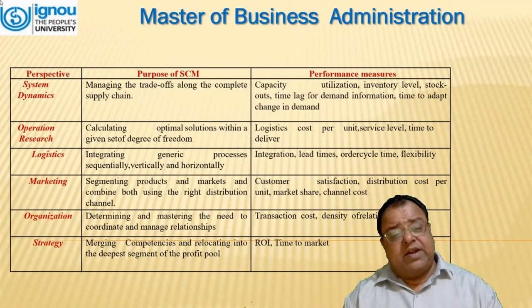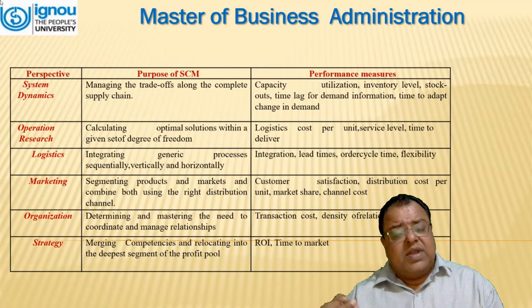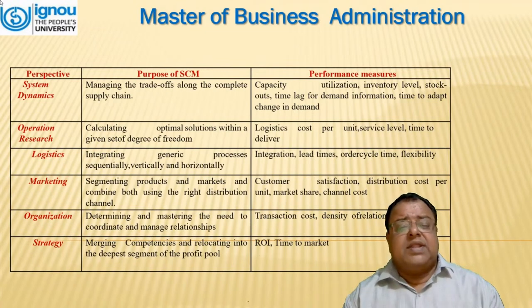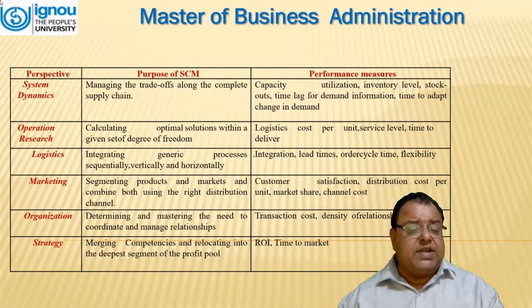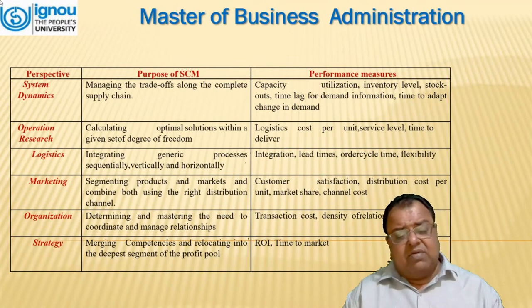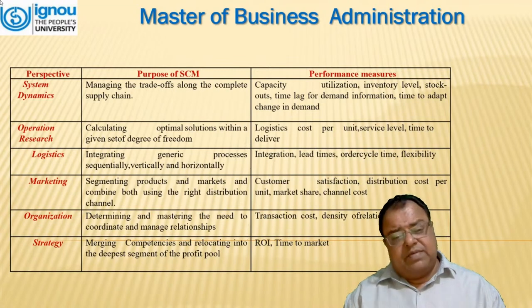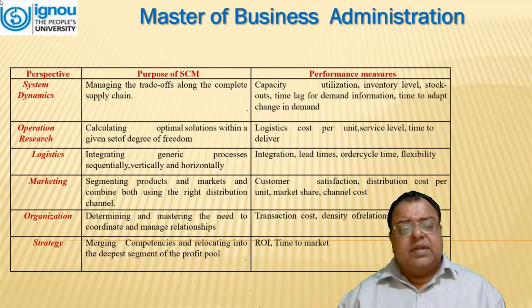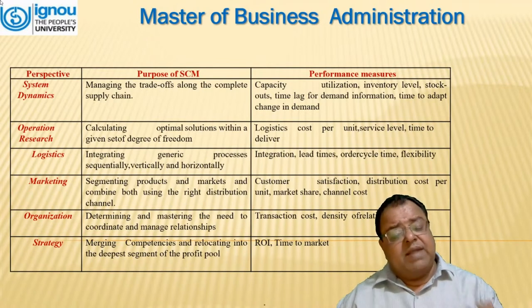It is managing the trade-offs along the complete supply chain, and it is related to performance measures, that means capacity utilization, inventory level, dropout times like for demand information, time to adapt to changes in demand. If you talk about operation research, it is related to calculating the optimum solution within a given set of degrees of freedom. That is logistics cost per unit or service level, time to deliver.